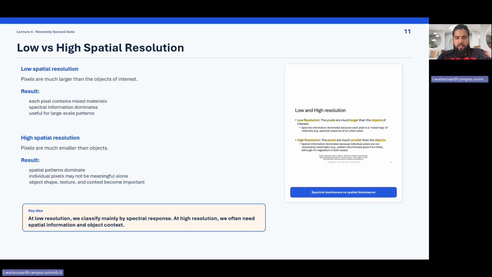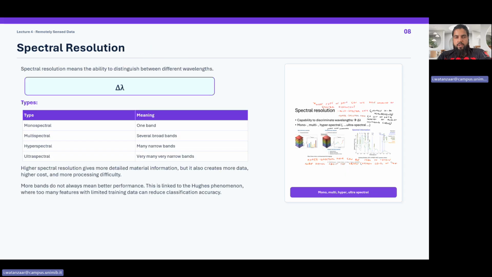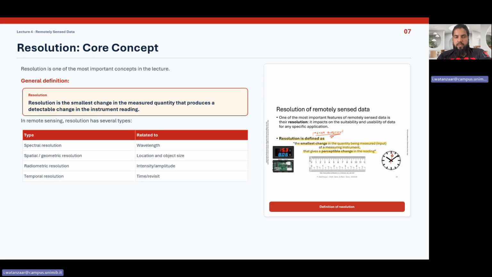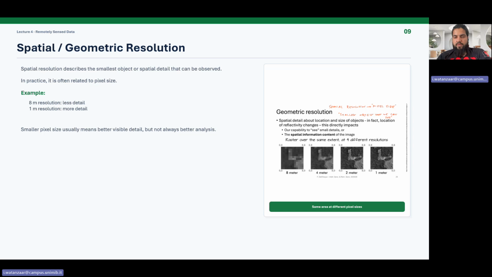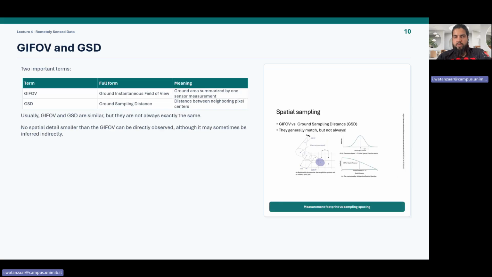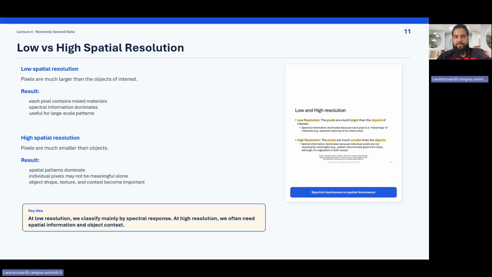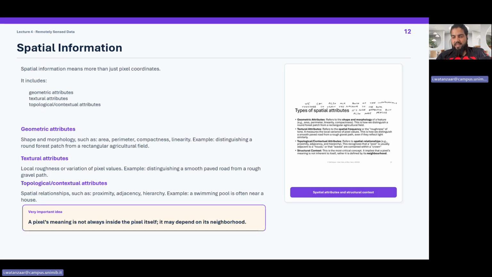We have seen the resolution. In the resolution, we have seen two types so far, the spectral resolution and the spatial or geometric resolution. There are two terminologies, GIFOV and GSD. And we have seen what low versus high spatial resolution is, what the role of the pixel is, and how spectral and spatial resolution dominate each other. And then we have seen what exactly spatial information is and which attributes contribute to it.